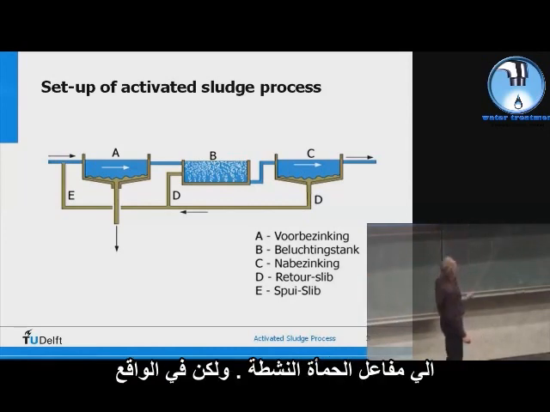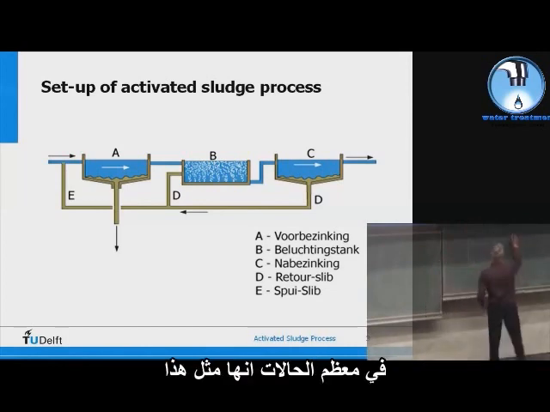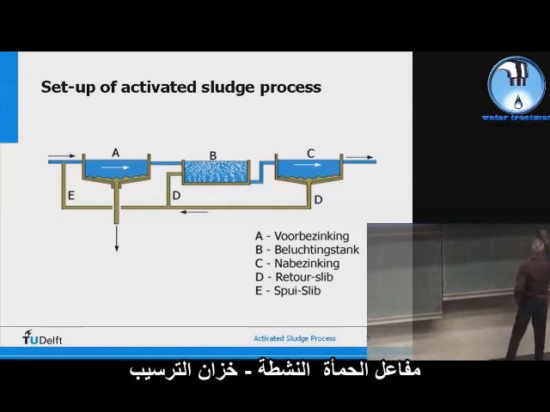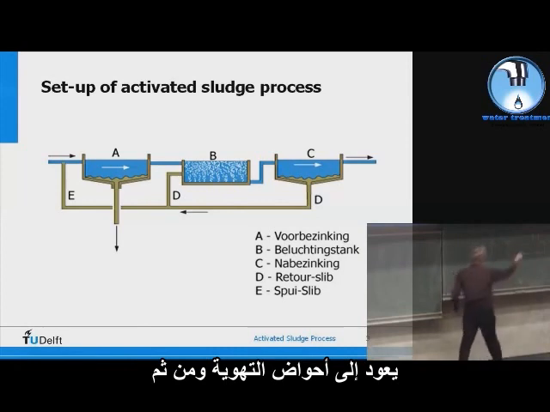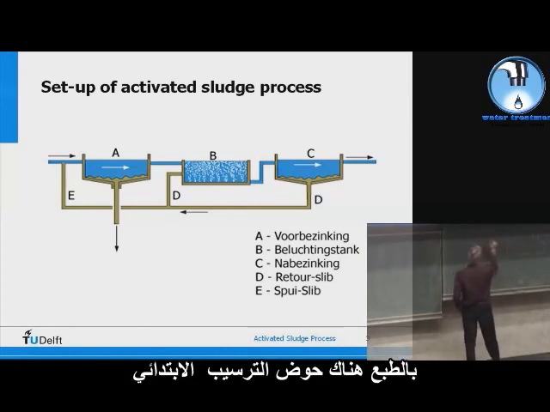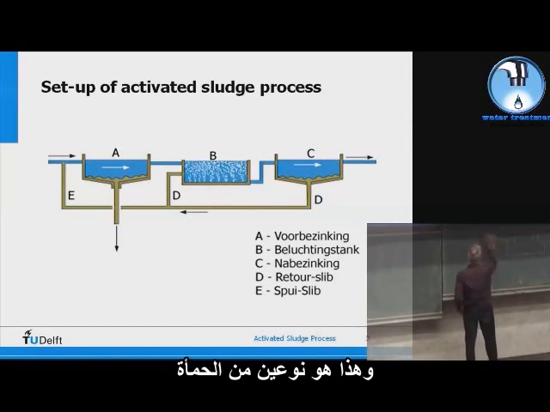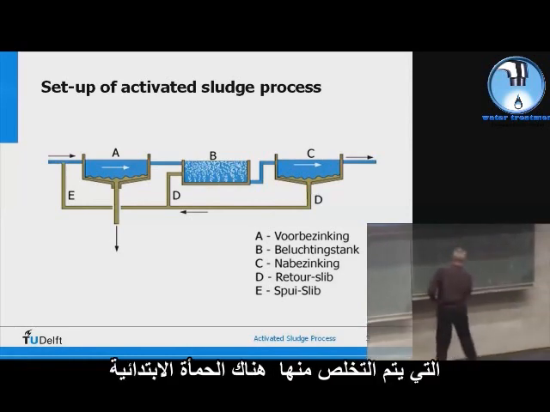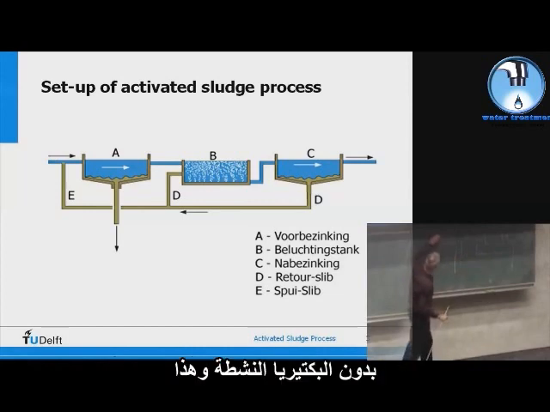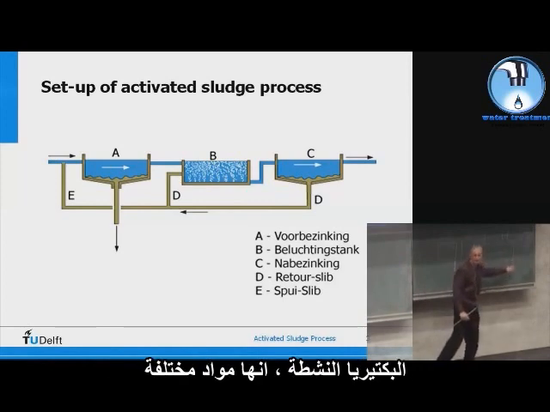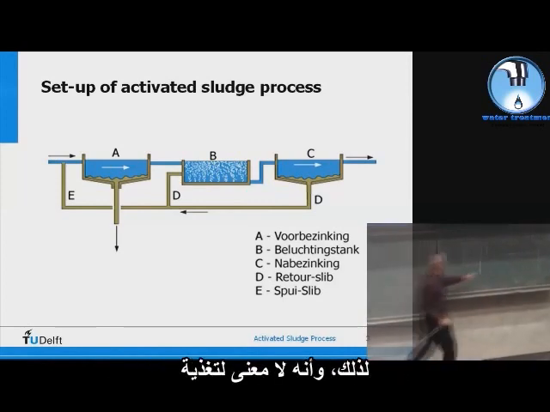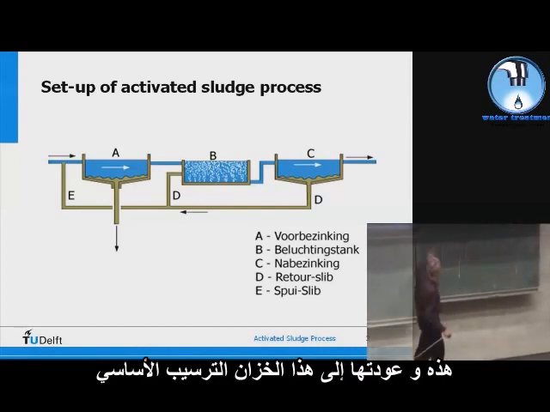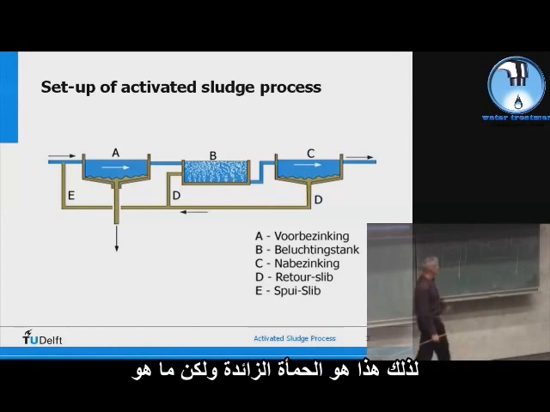Also, for one part to the activated sludge reactor. But in reality, in most cases, it's like this. Activated sludge reactor, sedimentation tank, return to the aeration tank, and then, of course, there's the primary settler. And these are two types of sludge that's wasted. So this is primary sludge without active bacteria, and this is secondary with active bacteria. It's different material. So it doesn't make sense to feed this back to this primary settling tank. So this is the waste sludge.